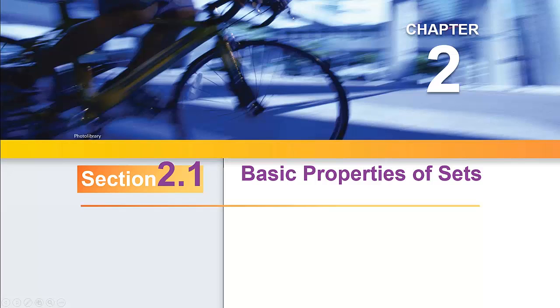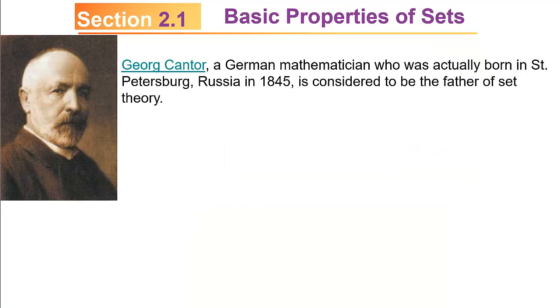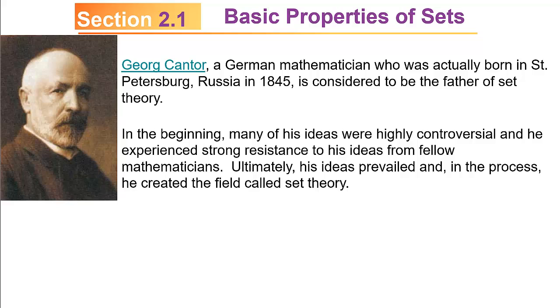Today we'll begin our study of Chapter 2 by talking about the basic properties of sets. Georg Cantor, a German mathematician who was actually born in St. Petersburg, Russia in 1845, is considered to be the father of set theory. In the beginning, many of his ideas were highly controversial and he experienced strong resistance to his ideas from fellow mathematicians. Ultimately, his ideas prevailed, though, and in the process he created the field called set theory.